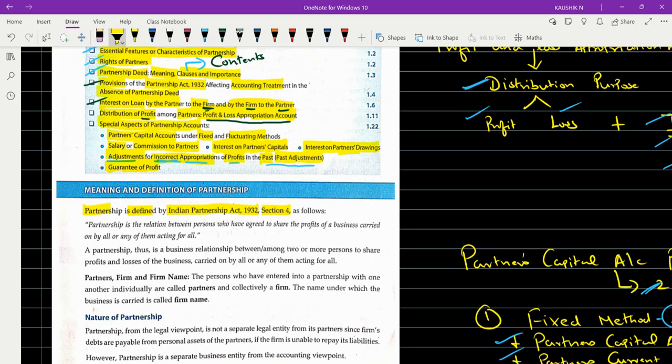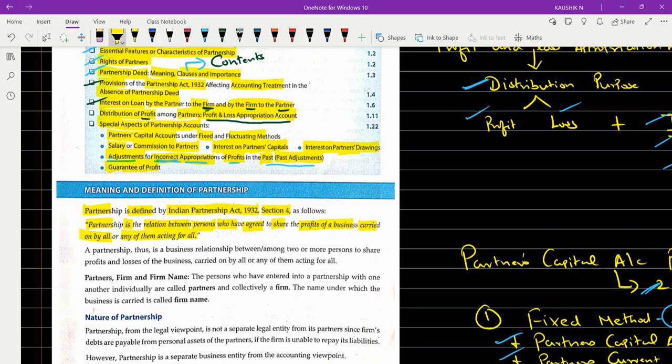Let's see what the definition of this particular partnership business is all about. Partnership is the relationship between persons. Here they use the plural word persons because to start a partnership business you need a minimum of two persons and the maximum is 50. So that's why they used the plural form. Partnership is the relationship between persons who have agreed to share profits of the business carried on by all or any of them acting for all.